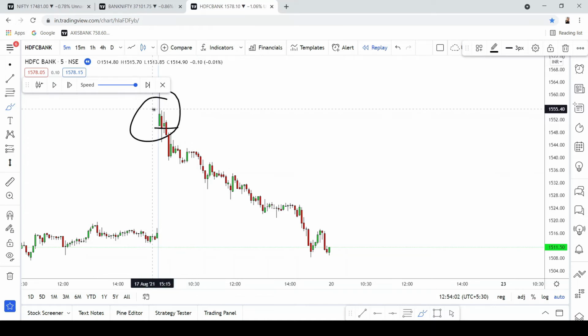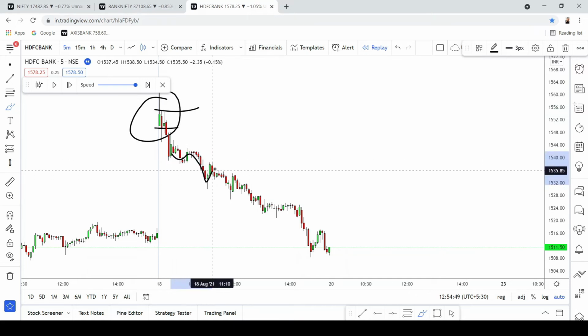Placing the SL above the high of the second candle, one could have eventually entered a trade by going short. As you can see, there was no looking back for the market from there on. If by any chance a trader would have missed the very first entry, there were multiple pullbacks given by the market for the traders to enter short on this particular stock.